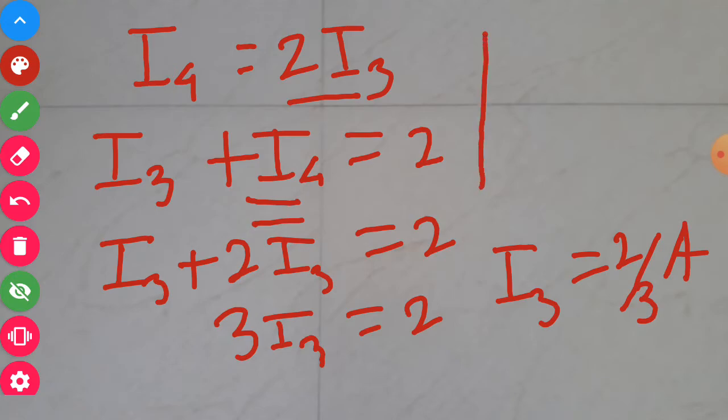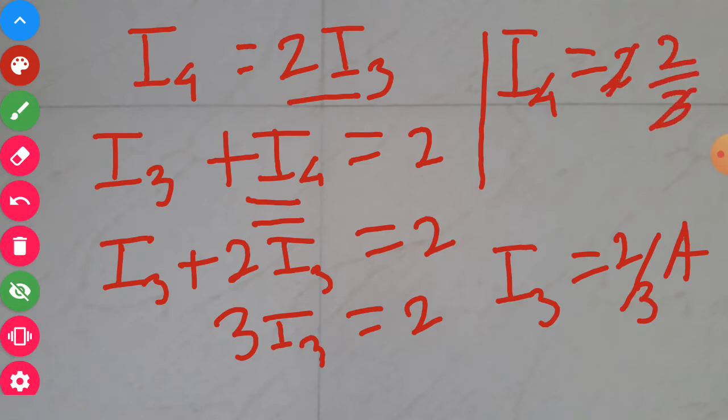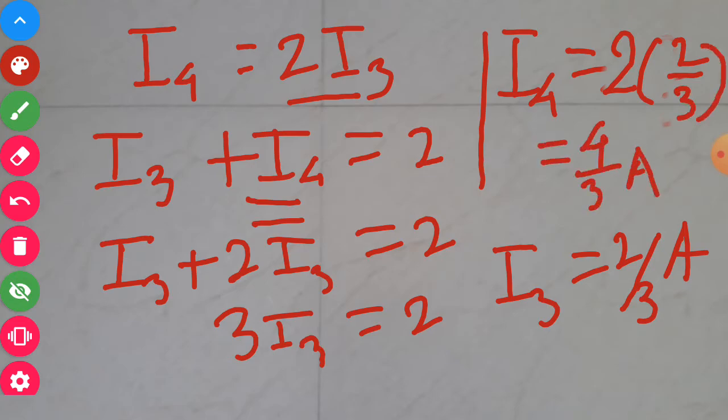So I4 can be found. I4 is equal to 2 times I3. So instead of I3 I can write 2 by 3, sorry, this is wrong. It is 2 into 2 by 3, so it becomes 4 by 3. 2 into 2 by 3 will give you 4 by 3. So be slow in calculating. So I4 becomes 4 by 3 ampere. So we got the currents in different resistors.